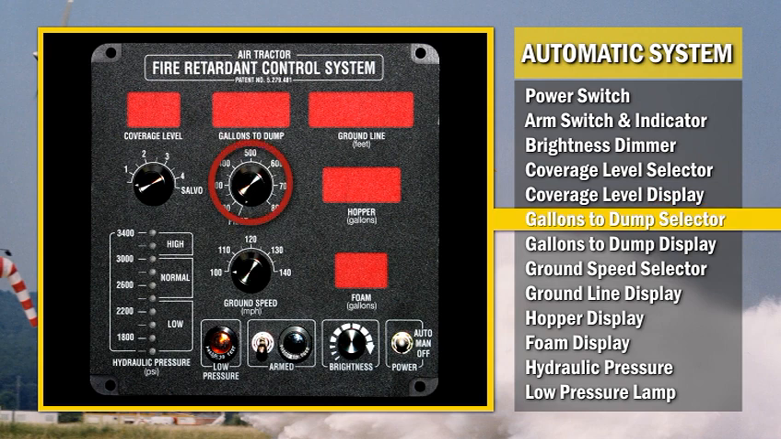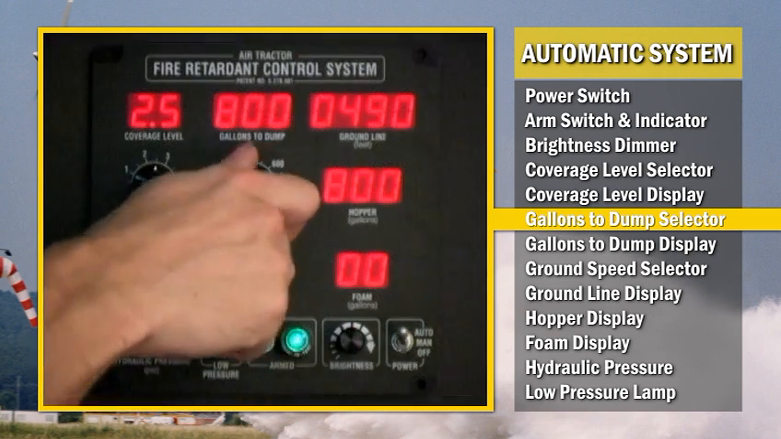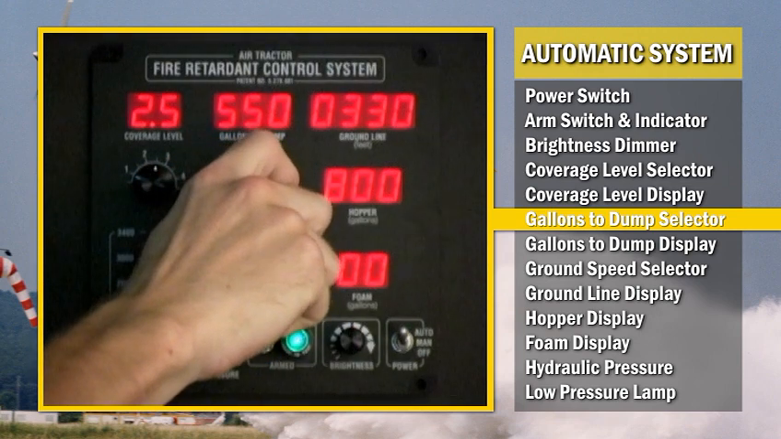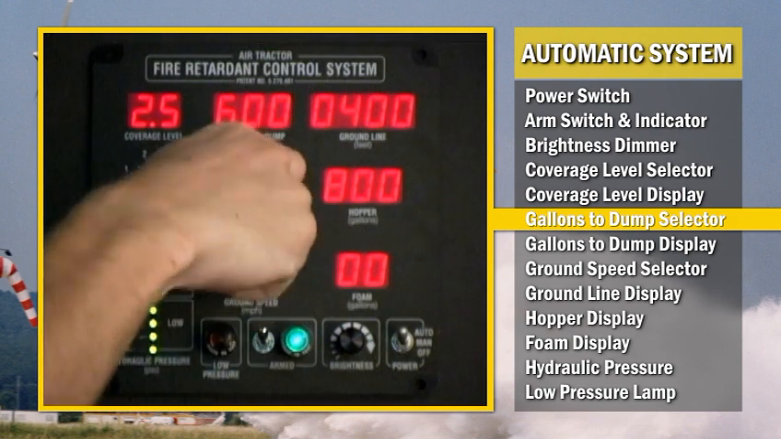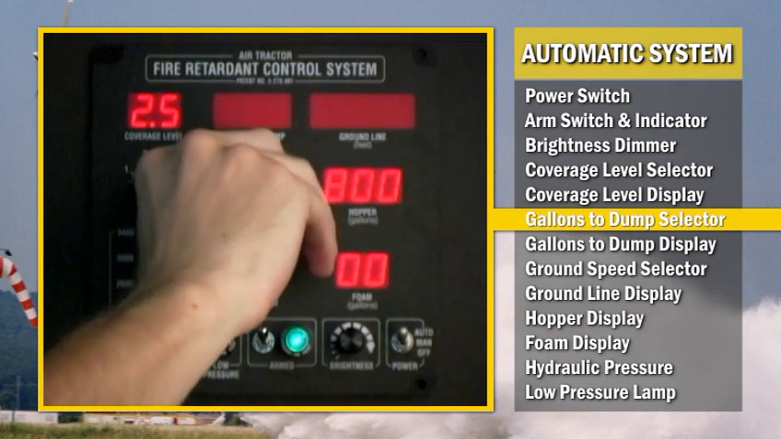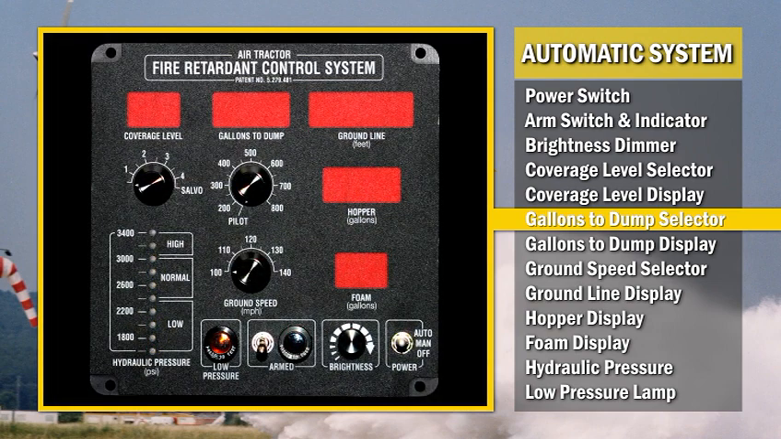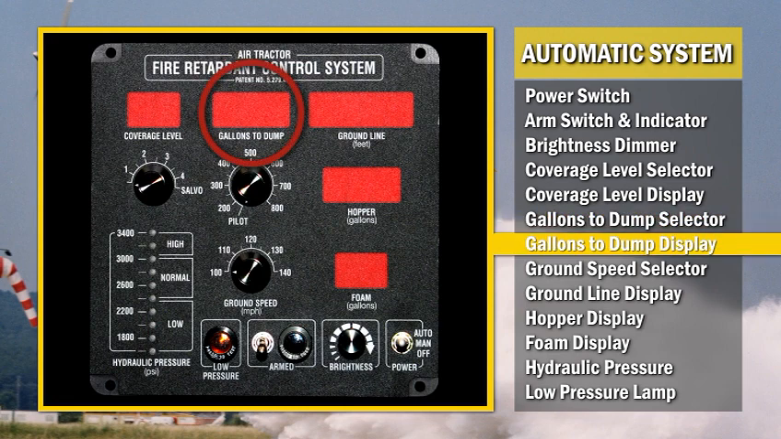The gallons to dump selector controls the amount of retardant delivered in U.S. gallons. Gallons released can be automatically controlled or manually controlled by the pilot. When the selector is set to pilot, the doors close when the pilot releases the fire button. The pilot manually controls the amount of liquid released in pilot mode. The gallons to dump display indicates the amount of retardant to be released in U.S. gallons per the gallons to dump selector.